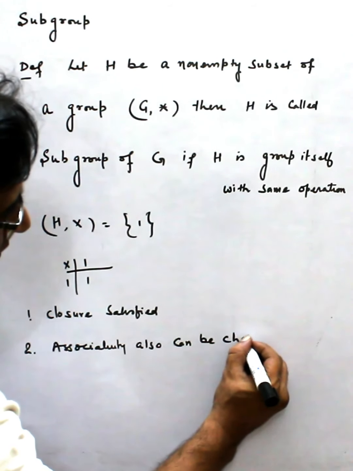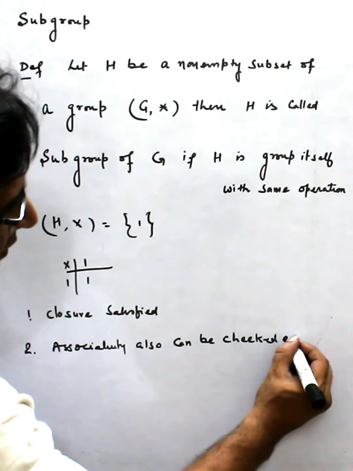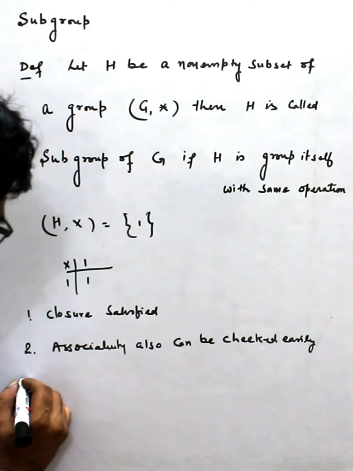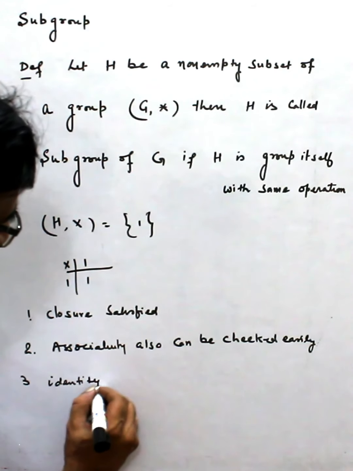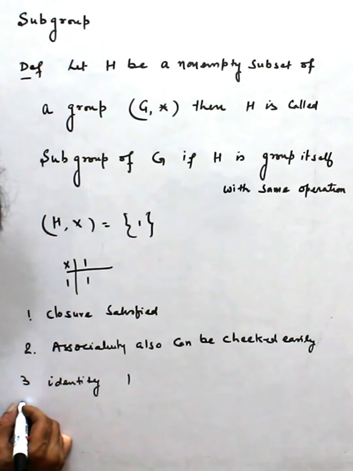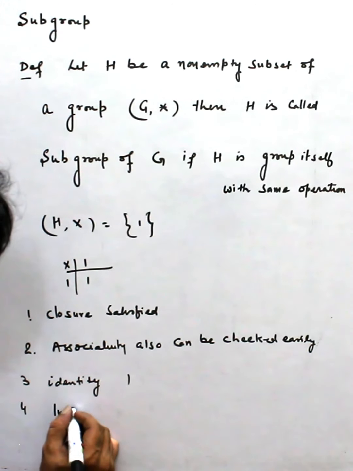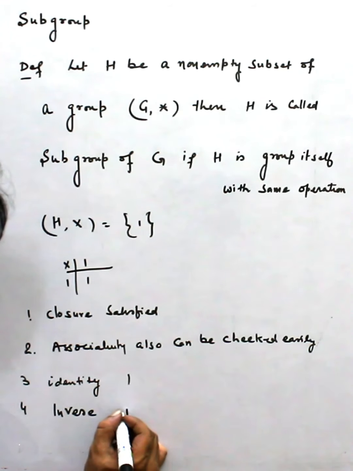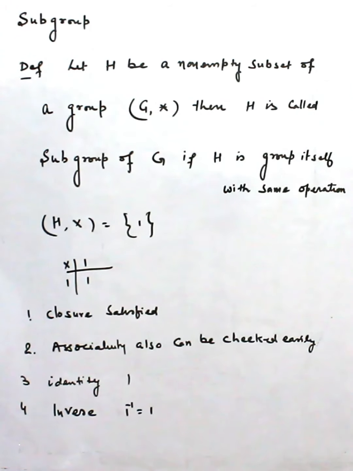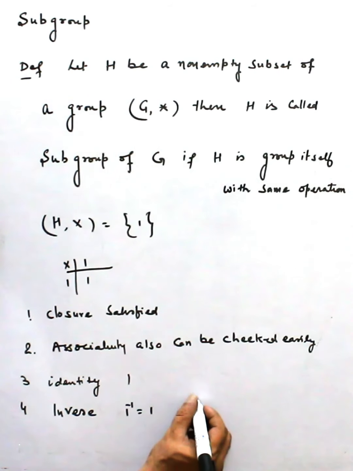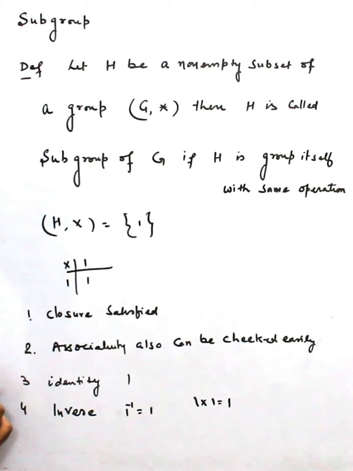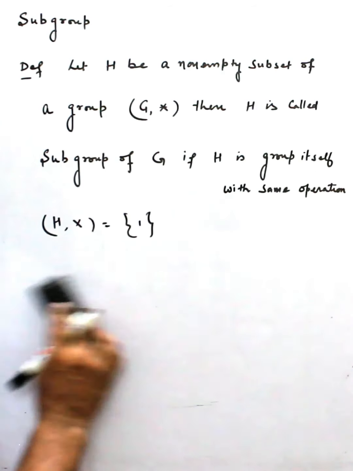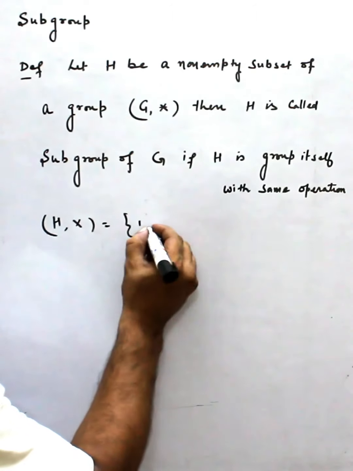Number 3, identity. What is the identity? Obviously 1 is the identity. Number 4, inverse. The inverse of 1 is itself, because 1 into 1 gives the identity. So all four properties are satisfied. So H is a subgroup.